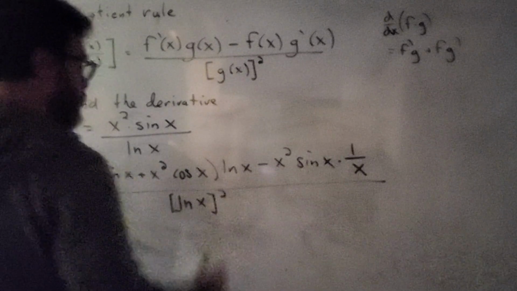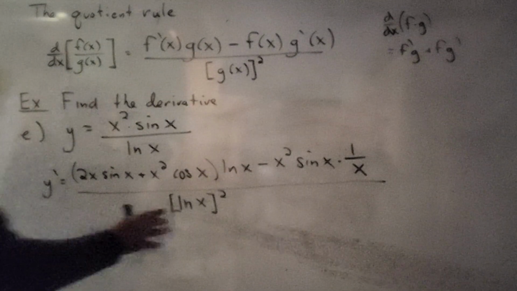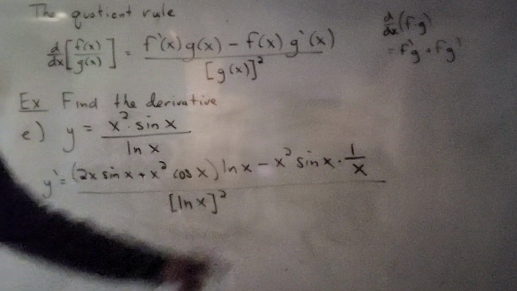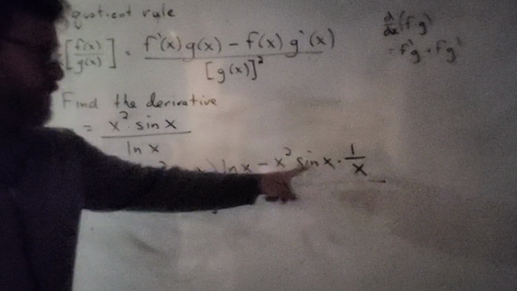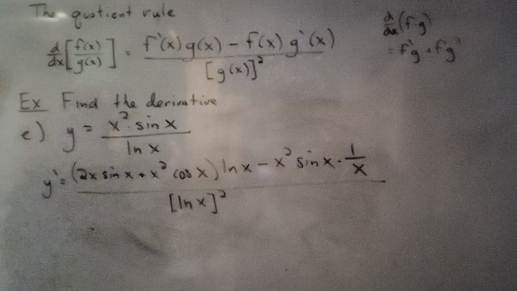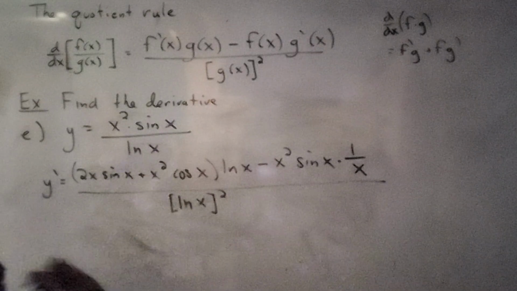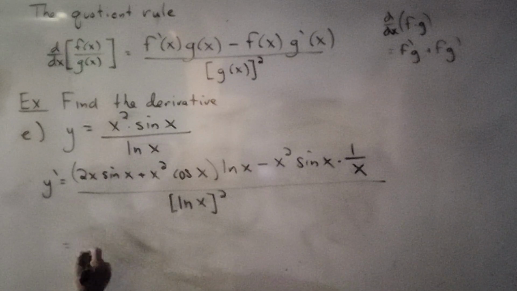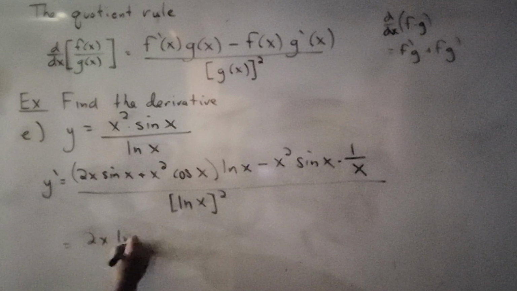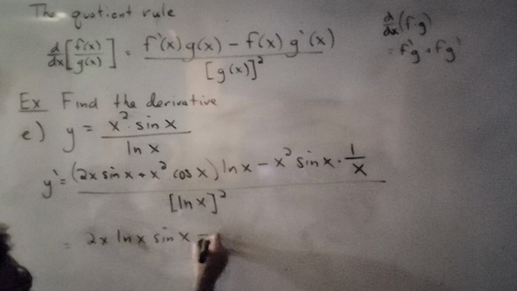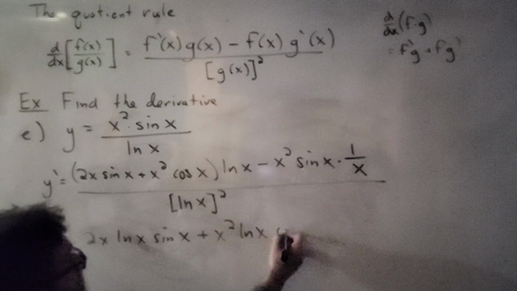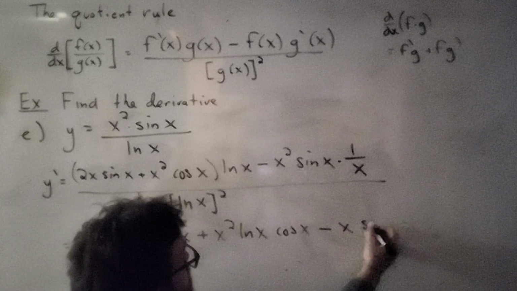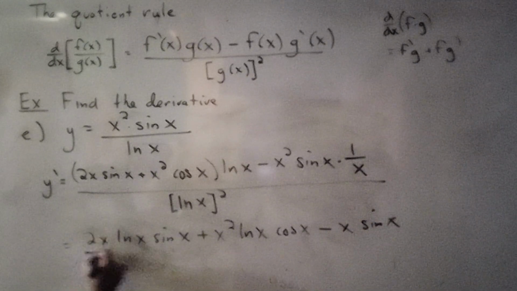Brackets or parentheses really just to help it look a little bit nicer. So the only thing I really see simplifying here is this term over here, where I have an x squared on the numerator and an x on the denominator. So I guess I could send this natural log of x through and expand as much as I can. But I'll do that then. So 2x natural log of x sine of x plus x squared natural log of x cosine of x minus sine of x times x. So x times the sine of x. All over the natural log squared.